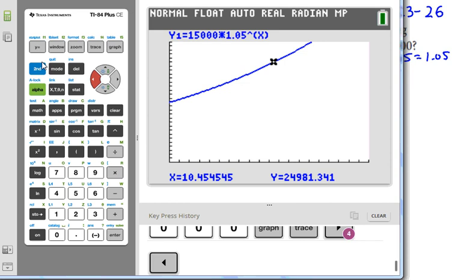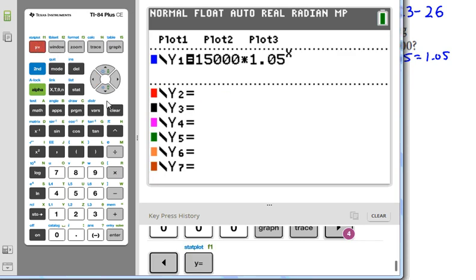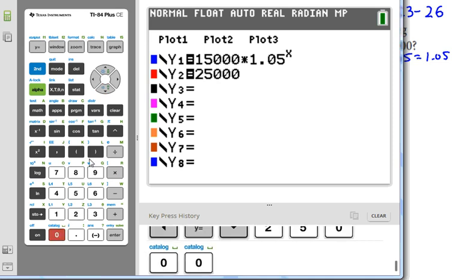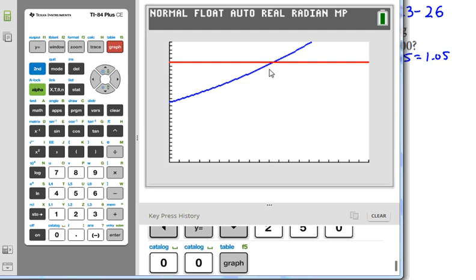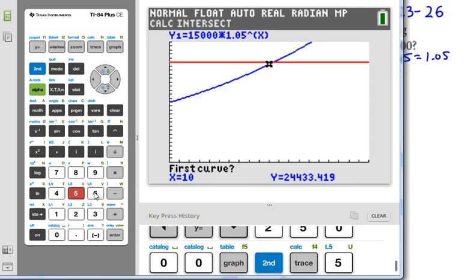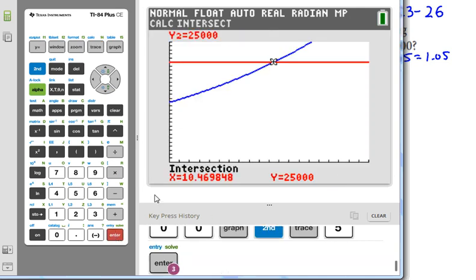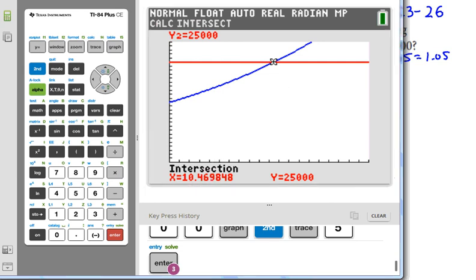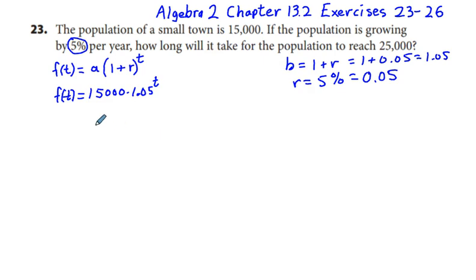But we can get a more exact value if we go to our y equals, our function editor, and put in 25,000 here, and then graph both equations at the same time. And this intersection point, which our calculator will determine, will give us an even more exact answer. So we go to second, trace, 5, enter, enter, enter. So we get 10.46 years. So we'll call this 10.5 years. How long will it take? T equals about 10.5 years.